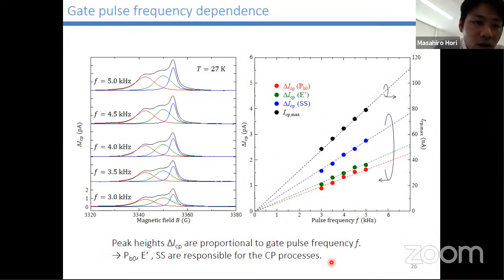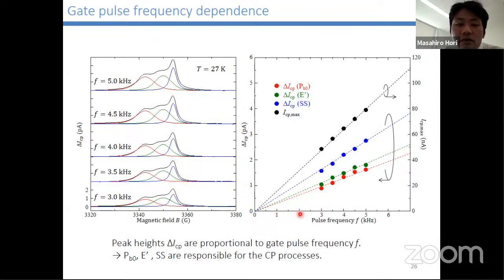We then confirmed these 3 peaks are responsible for the charge pumping process by measuring the gate pulse frequency dependence of the signal intensity. This figure shows the charge pumping EDMR spectrum for various gate pulse frequencies from 3 kHz to 5 kHz. As you can see, the signal intensity or signal height increases with increasing gate pulse frequency.